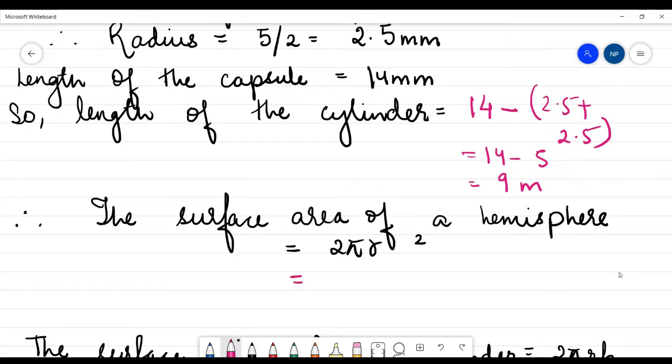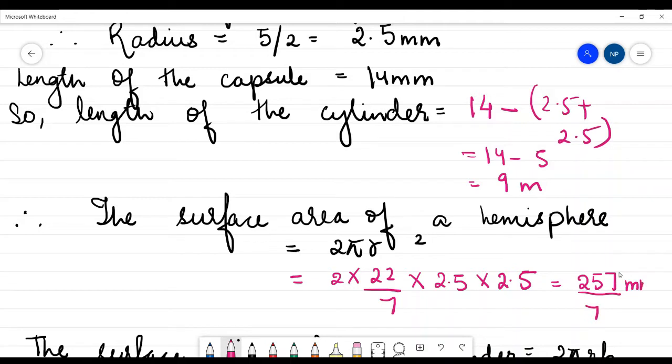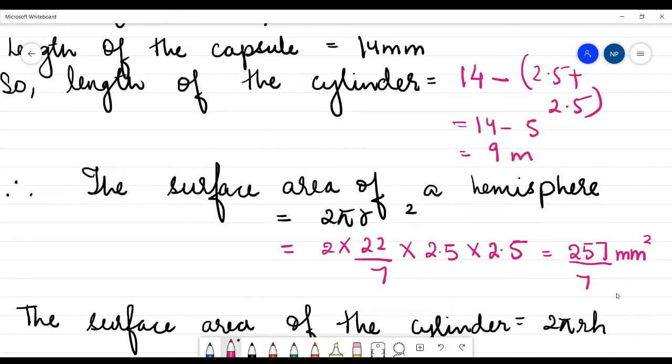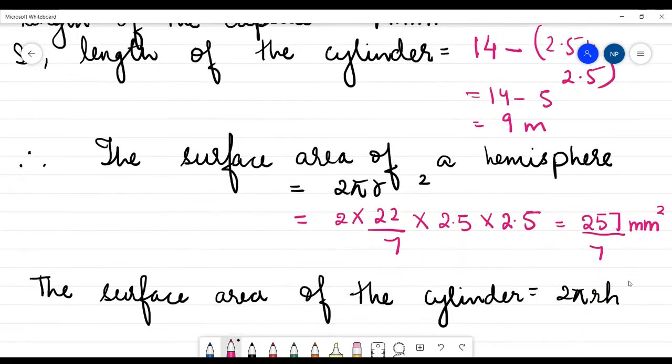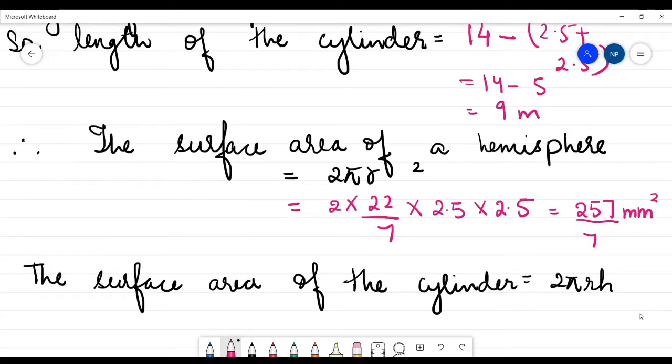We know 2 pi r square can be written as 2 into 22 by 7 and r is how much? 2.5 multiplied by 2.5. From here you will get the answer as 275 upon 7 millimeter square. Here I am keeping it in fraction only. Later on we will solve it, because later on we will need the denominator 7, and after that we are going to calculate the answer.